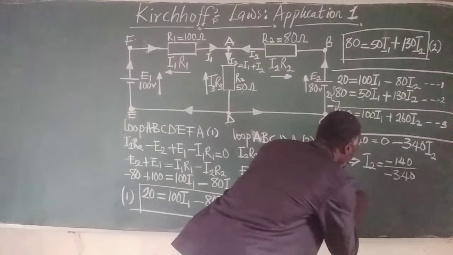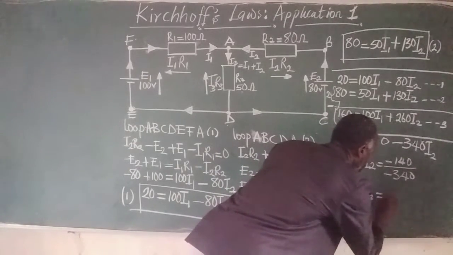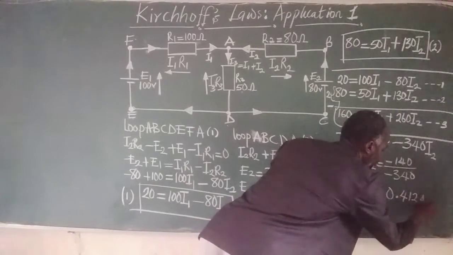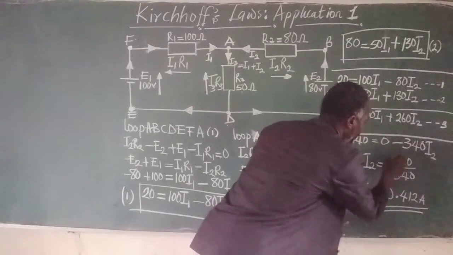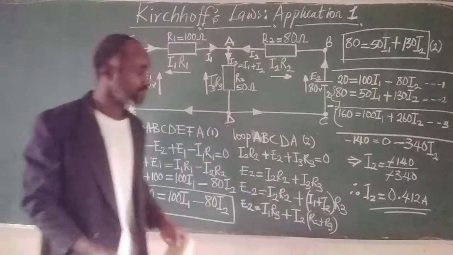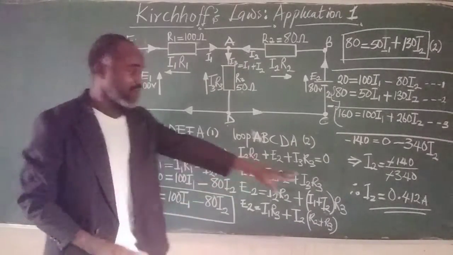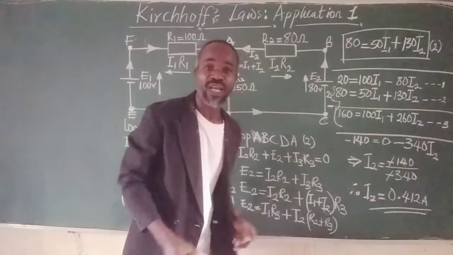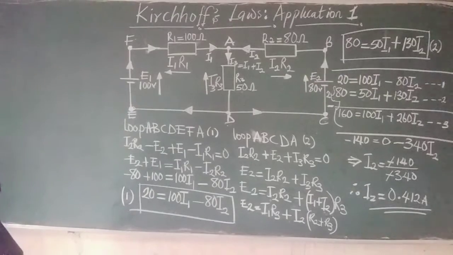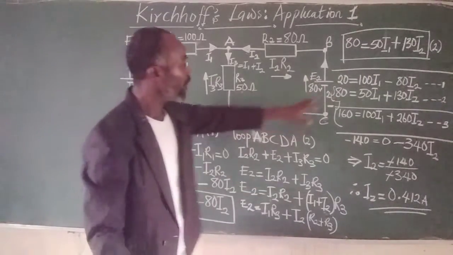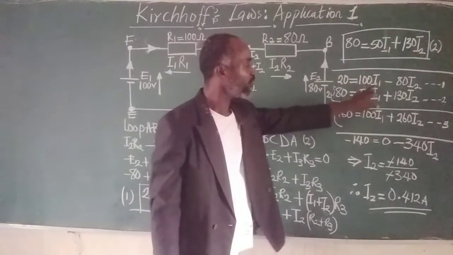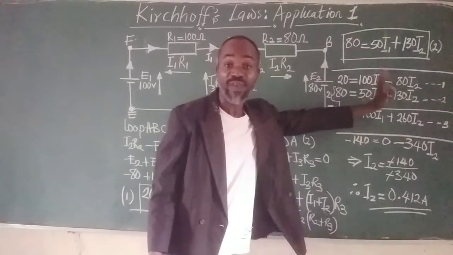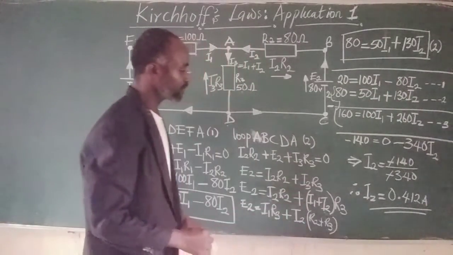Therefore, current 2 is equal to 0.412 amps. This is the answer. By the time we cancel out and then do the normal simplification using addition as division, we arrive at this. So we have successfully found the value of current 2, right? Let's quickly find the value of current 1 because it was initially eliminated. We eliminated current 1 at this point. So for us to find the value of current 1, we need to use the first equation. All right? That's what it means.